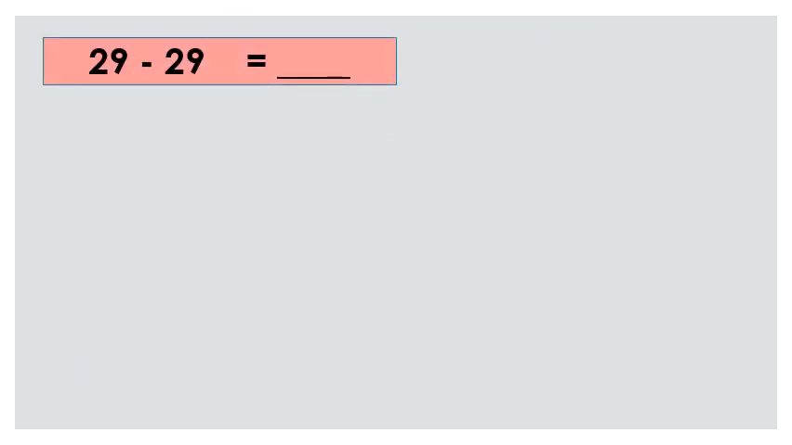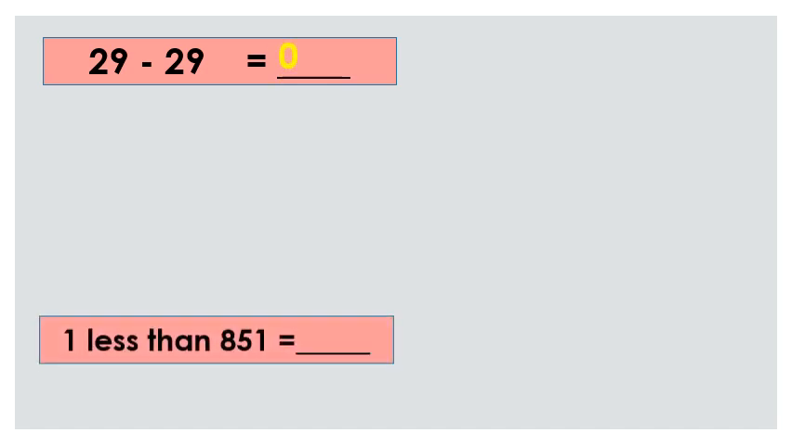Let's do some more practice. 29 minus 29 is equal to dash. When a number is subtracted from the same number, the answer is 0. So here both the numbers are the same. So the answer will be 0.